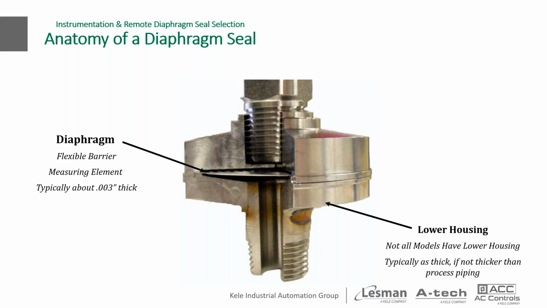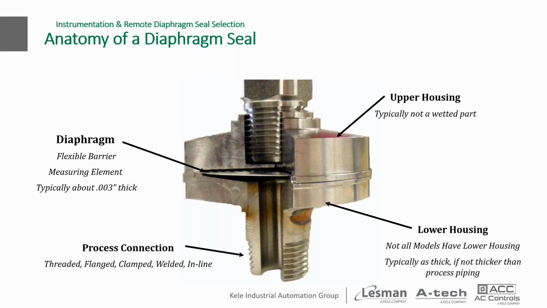Though not all seal models have a lower housing, the ones that do allow us any number of a variety of threaded or flanged process connections. They also serve to protect the diaphragm, of course. The upper housing is part of every diaphragm seal, and because it's not a process wetted component, we can usually specify non-exotic material like 316 stainless steel or nickel-plated carbon steel. It's worth noting here, though, carbon steel is lower cost. We almost always recommend going with a 316 stainless steel upper housing.